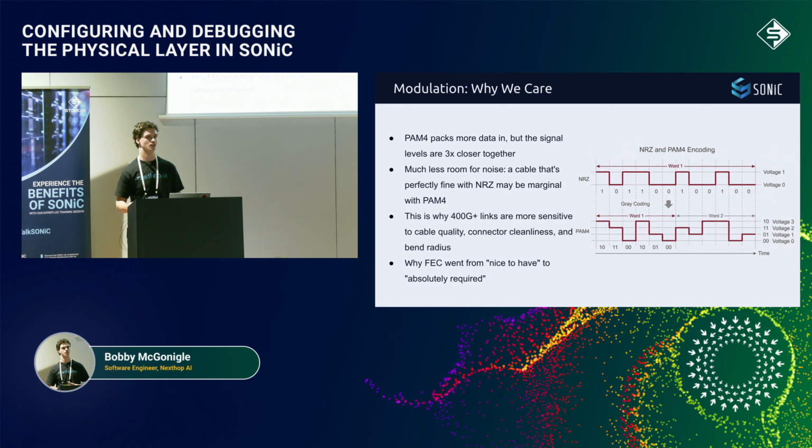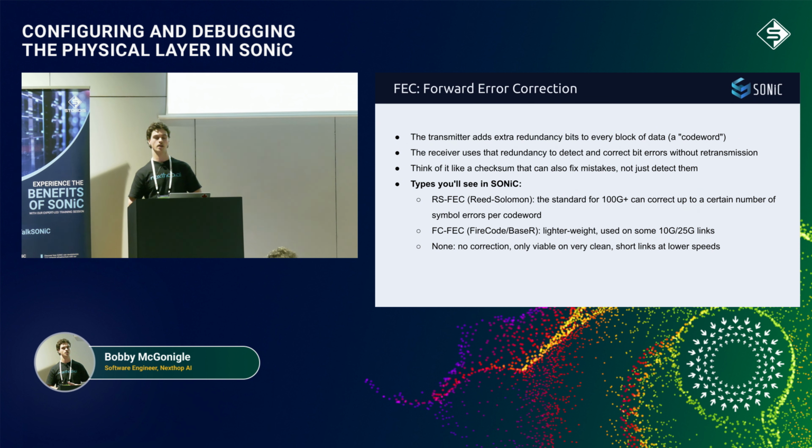It packs in more data, but the signal levels are 3x closer. So trying to differentiate between them, there's a lot less room for noise, which is why sometimes we have cables that work perfectly fine at NRZ speeds, but when you bump them to 50G per lane, you start seeing some issues. It's also why FEC went from nice to have to absolutely required, and it is required by the 802.3 spec for any speeds 100G and greater.